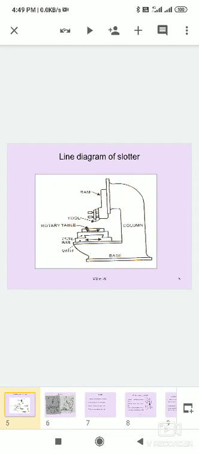A slotter is a more robust machine and has the following parts. First one is the base or bed, second one is column, third one is rotary table, fourth one saddle, fifth one cross slide, sixth one ram, seventh one drive mechanism and feed mechanism.